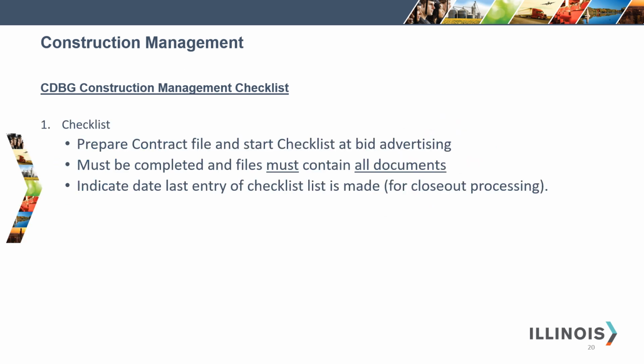Part 1, Checklist. Prepare the contract file and start the checklist at bid advertising. The checklist must be completed and files must contain all documents. Indicate the date the last entry of the checklist is made, and this is for closeout processing.